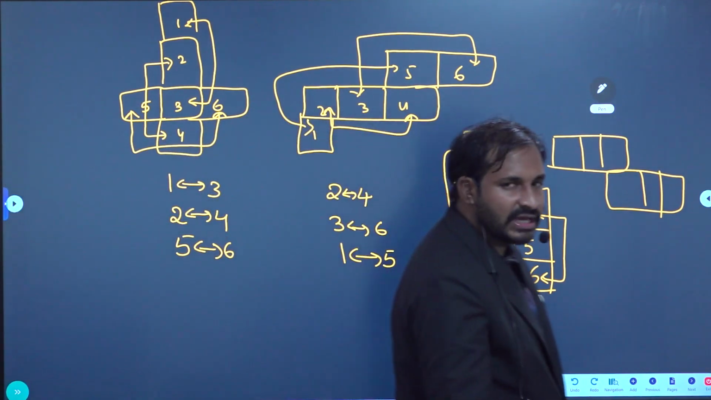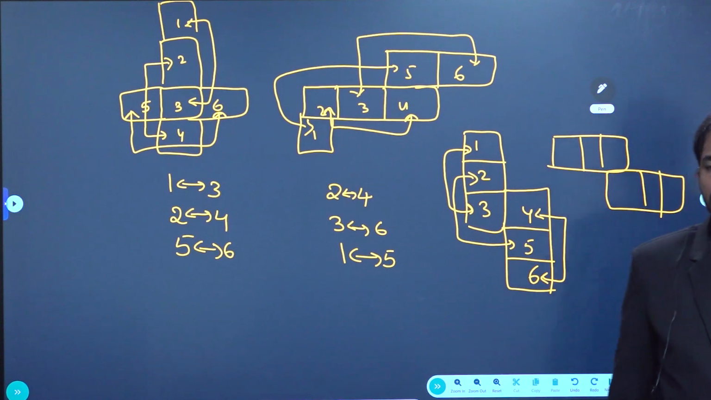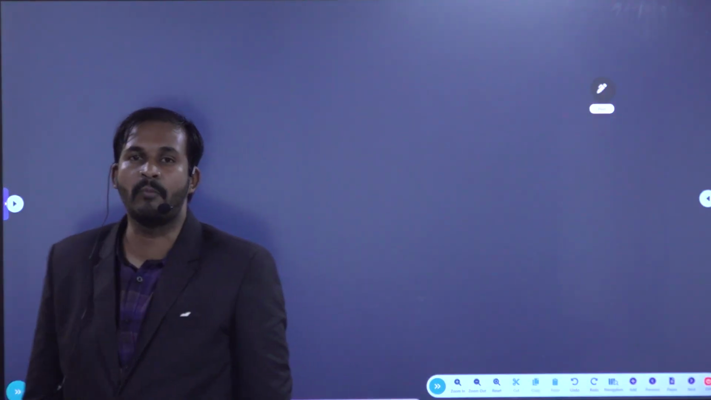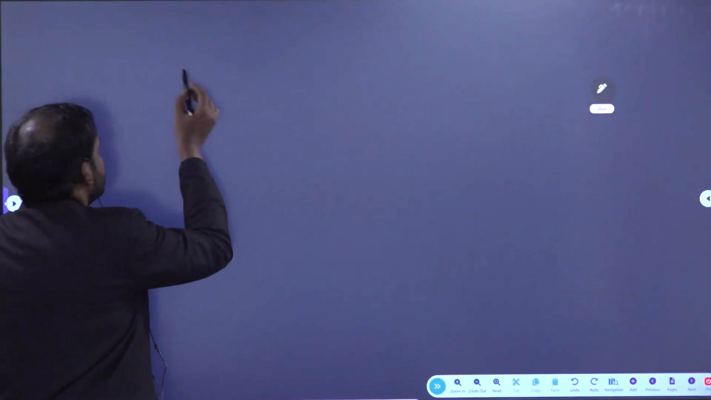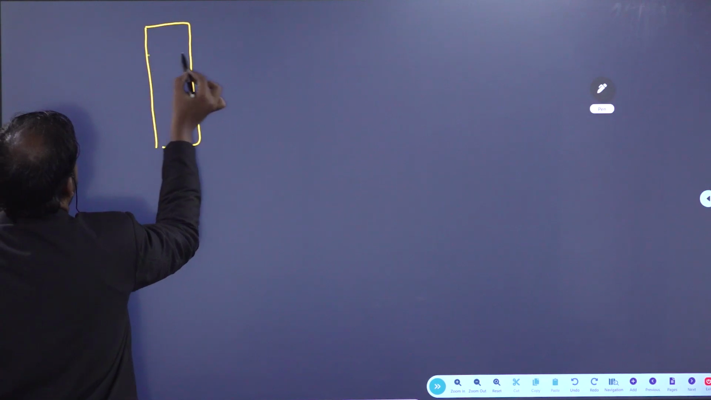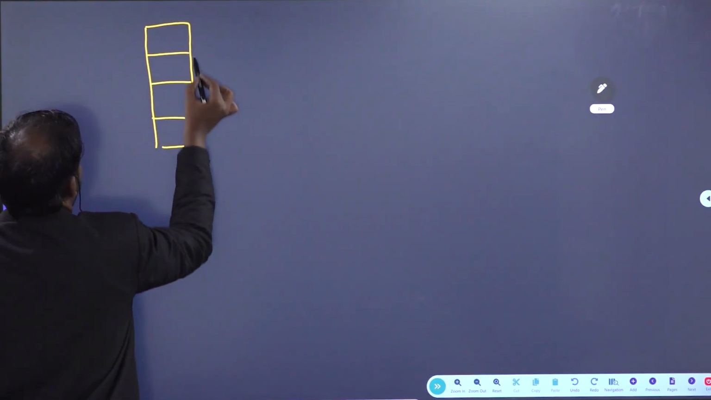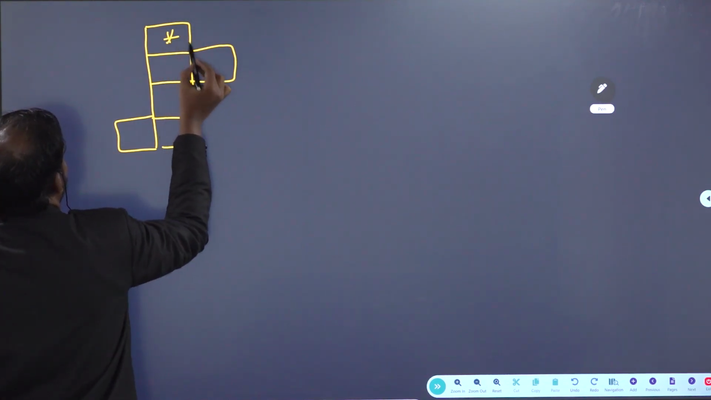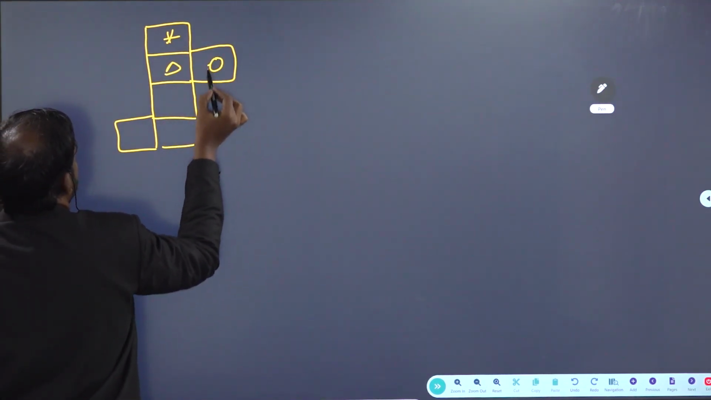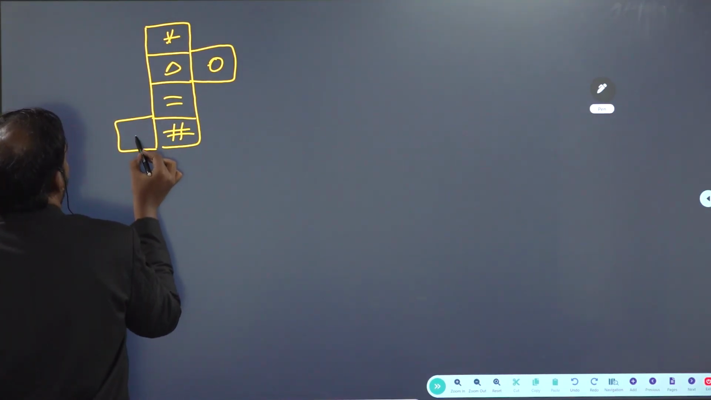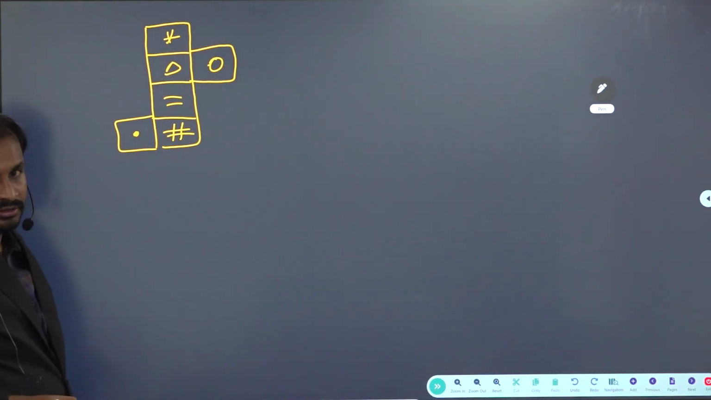Sir, why are we learning this? How will the questions be asked from this open dice? See here, they will give us an open dice shape. Let us assume they have given us an open dice shape, something like this, which has star, triangle, circle, equal to, hashtag, and a dot.